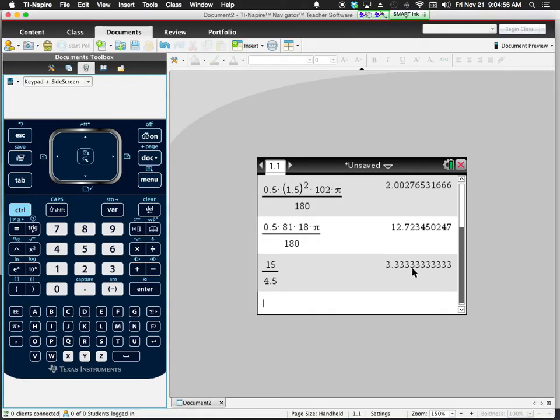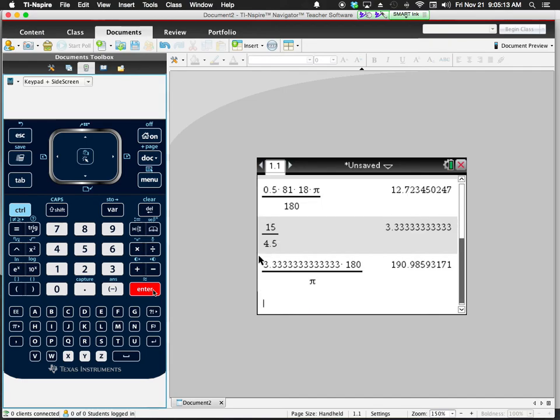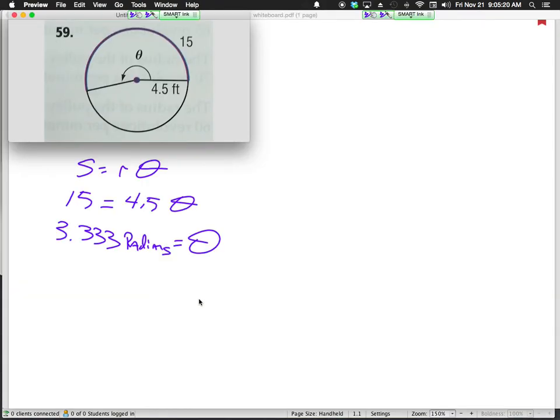Now, I suggest using the full decimal to get the most accurate angle in degrees. So all I have to do is go times 180 and divided by pi, and that will give me my most accurate answer. And press enter. We get 190 point, and I only want it to the tenth, so 190.9 is fine. Does 190.9 make sense? Yeah.